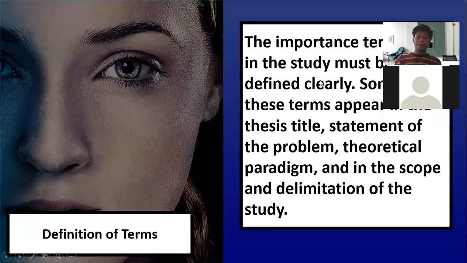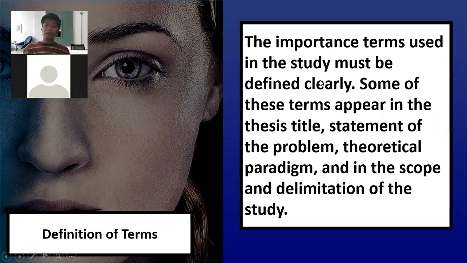And so we have definition of terms. The important terms used in a study must be defined clearly. Some of these terms appear in the thesis title, statement of the problem, theoretical paradigm, the scope, and the limitation of the study. Ito, all parts in your research are connected. From the title, from the statement of the problem, scope and delimitation, theoretical framework, conceptual framework, lahat yan sila connected.